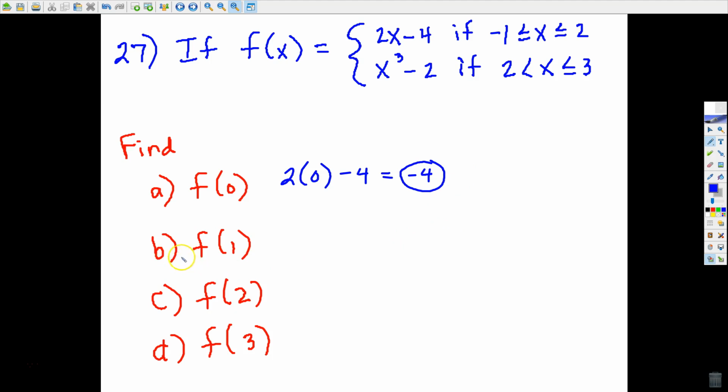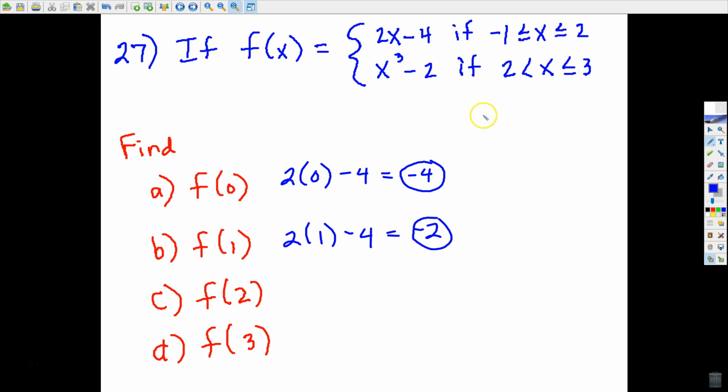Okay, let's do f of 1. Well, same idea. 1 does not fit in this domain restriction. I'm only going to be able to use numbers between 2 and 3, including 3. So once again, I'm going to go up to this top function, this expression, this piece, and this input does match what's defined here. So I'm going to put 1 into that top piece, and 2 minus 4 is -2.